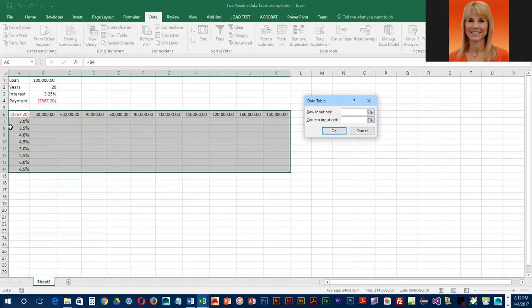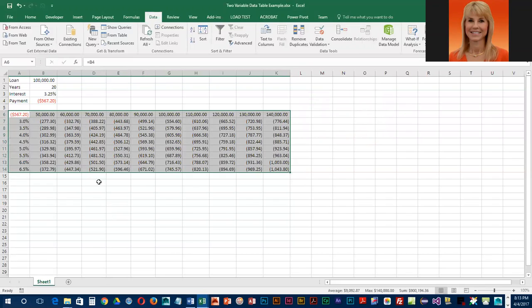When I am looking at the rows and I'm inputting 3, 3.5, and 4, what is going to be varying? Well, it's going to be the loan amount, correct? So what I need to do then for my row input cell is select the loan amount. Now, when I'm working on the columns here, and I'm going down within a column, what's going to be changing is the percentages. So my column input cell is going to be interest.